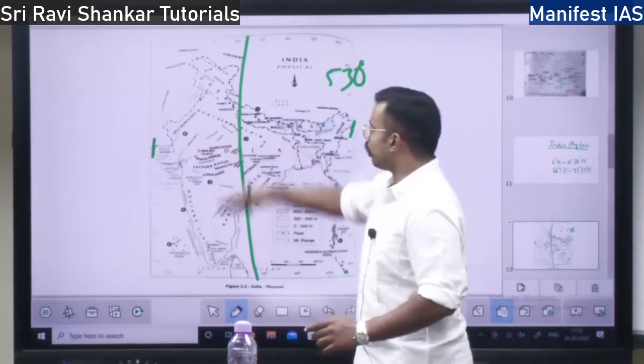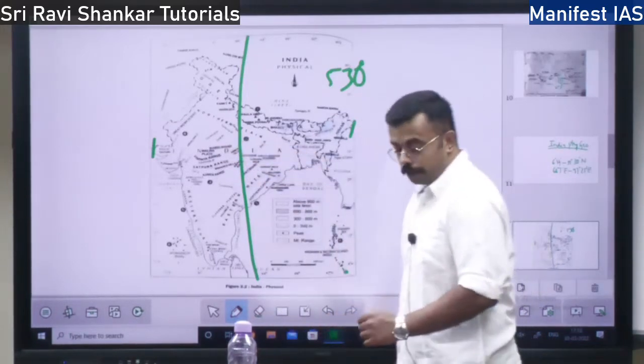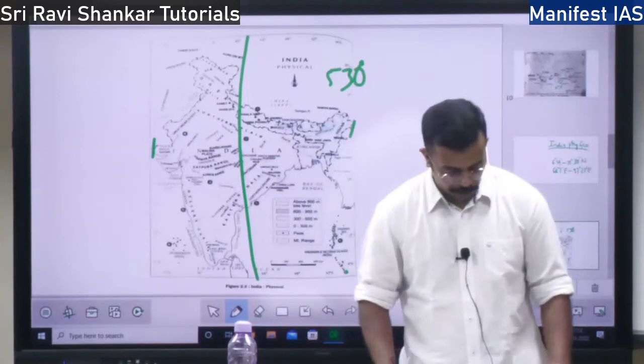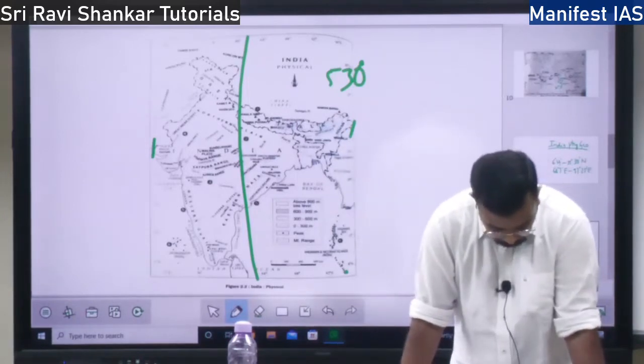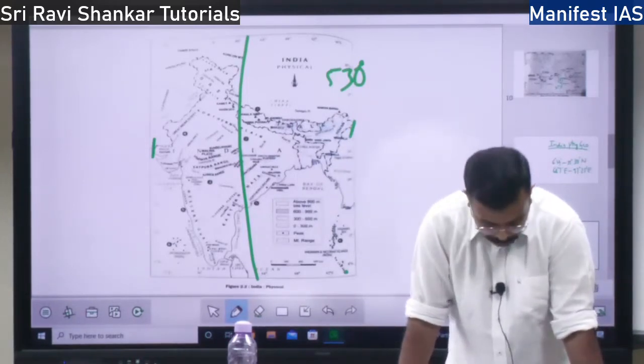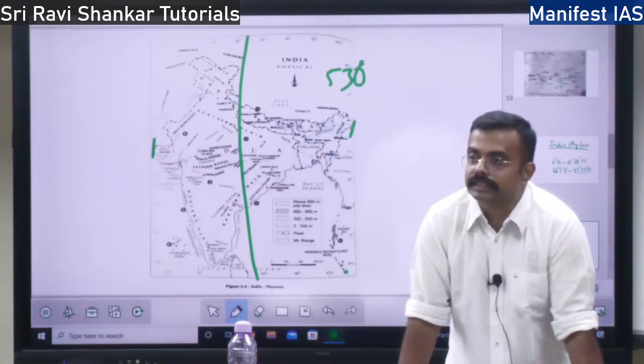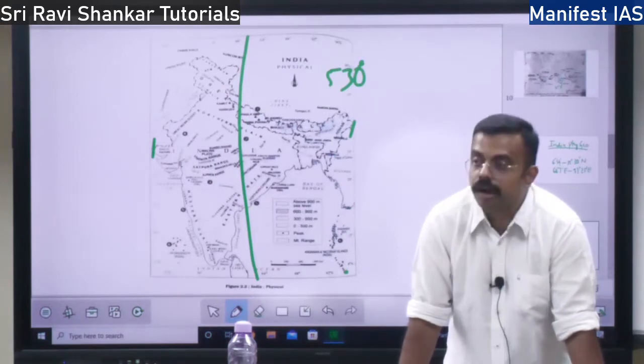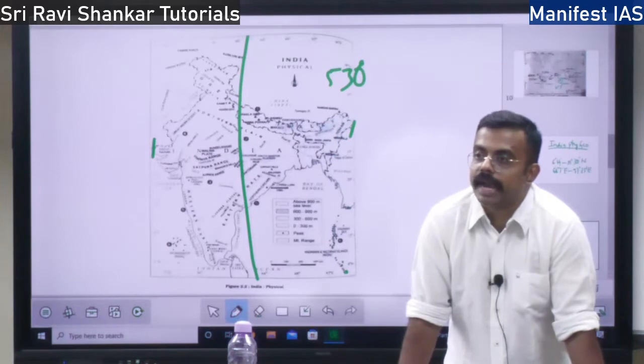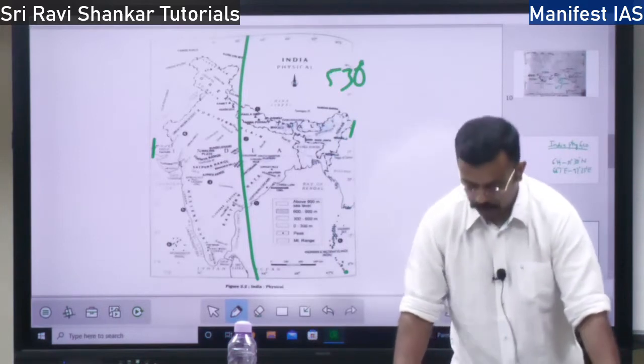See, till here it is tropical, Tropic of Cancer. So how many states does the Tropic of Cancer pass through in India? What are the 8 states? Gujarat, Rajasthan, Madhya Pradesh, Chhattisgarh, Jharkhand, West Bengal, Tripura, Mizoram. 8 states totally, right?